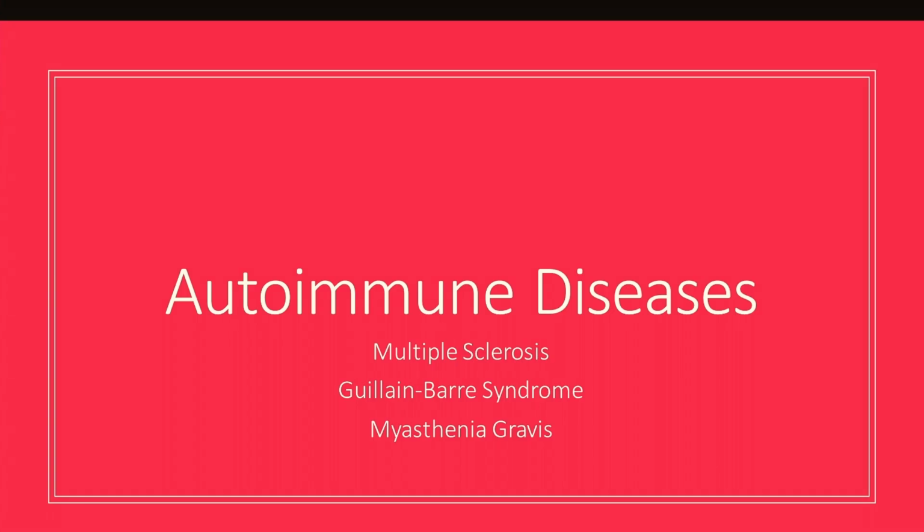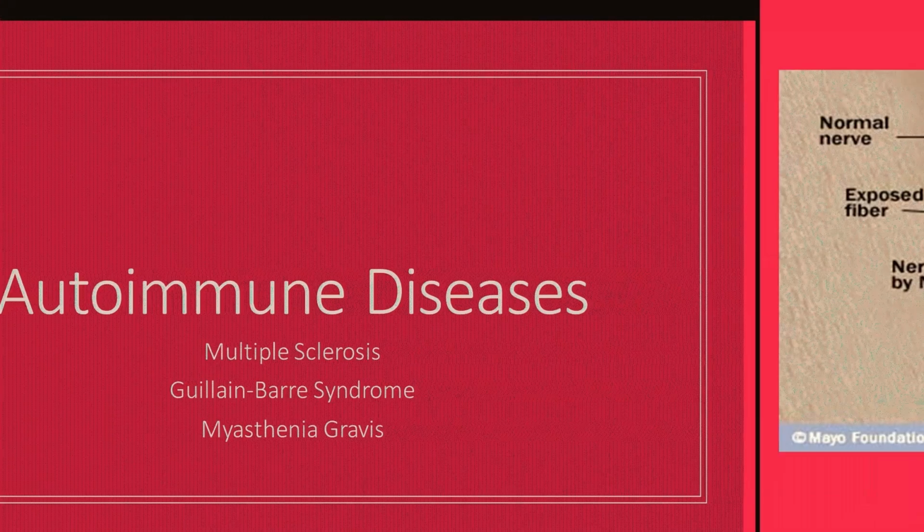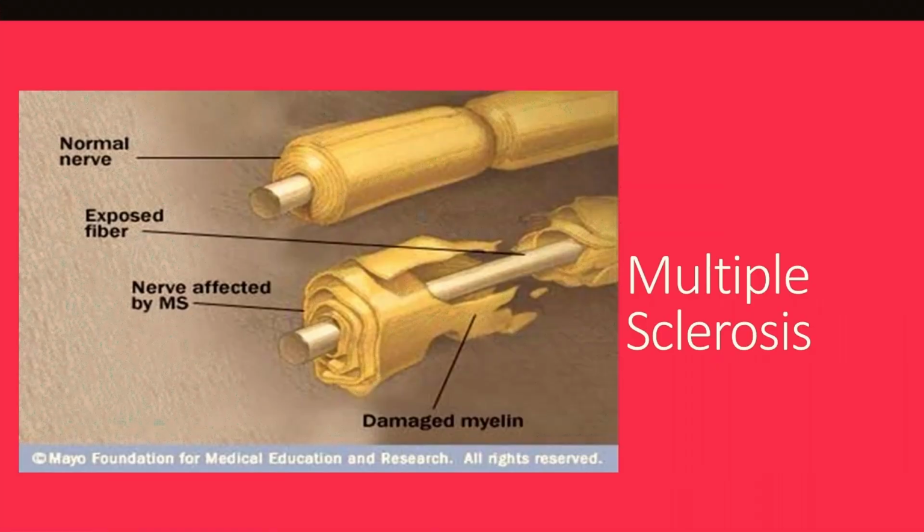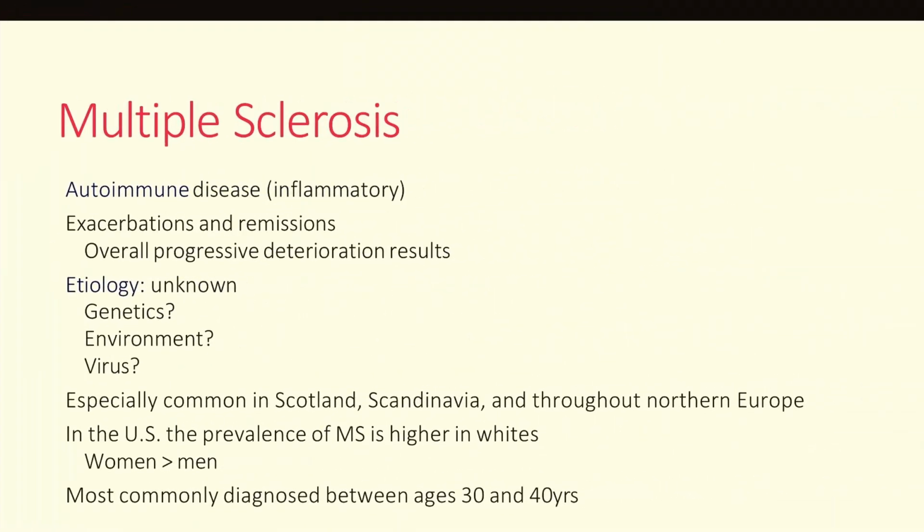Okay, so let's finish up neuro. Your exam's on Monday. I know you guys got micro tomorrow, but we'll finish this up. So there are three major autoimmune disorders we're going to go over. The first one is multiple sclerosis.